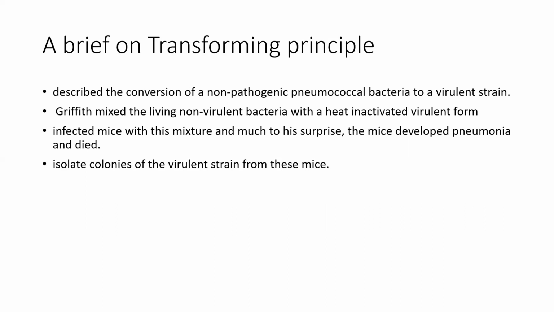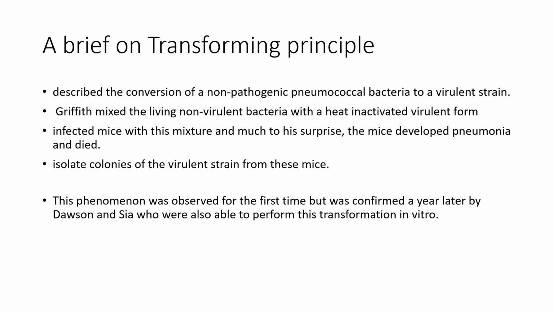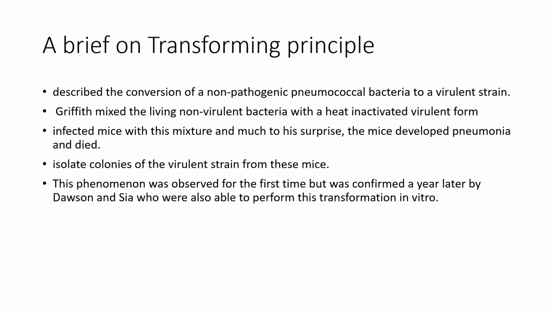So there is something called the transforming principle. This phenomenon was observed for the first time by Griffith, but was confirmed a year later by Dawson and Sia, who were also able to perform this transformation in vitro. Now, Dawson and Sia is not in detail for you, but what did they do in vitro? What is in vitro? It means inside the test tube. What Griffith did was on the life of someone. Here they didn't take any life, they did it in vitro, that is, using bacteria inside the test tube.